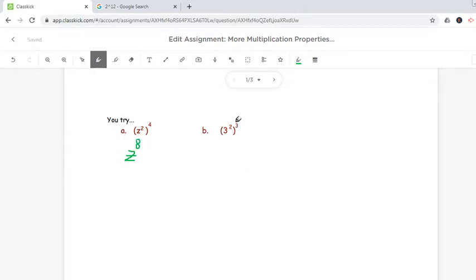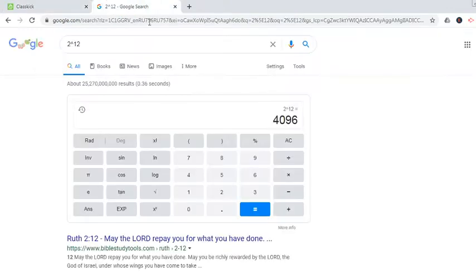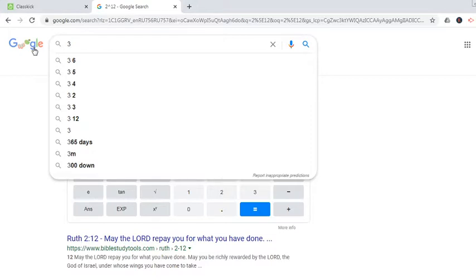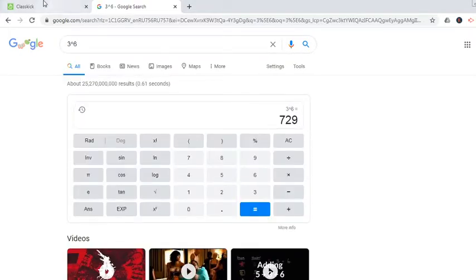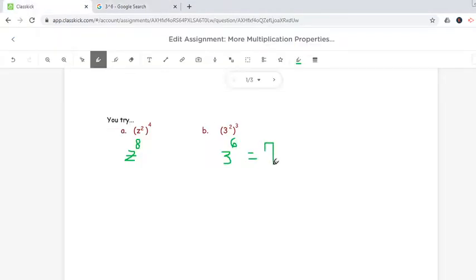Okay. Oh, exponent outside of the parentheses, so we multiply. So 2 times 3, 6. Oh, and we have an actual number here. So 3 to the 6. What is 3 to the 6? 3 to the 6 is 729. Okay.